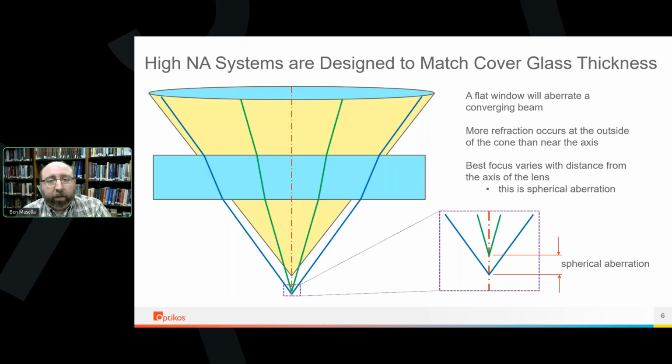So high NA systems are typically designed with a small amount of the opposite spherical aberration to account for this. But then that objective needs to be matched with a cover glass of a specific thickness or have some adjustability to correct for this. And this isn't limited to cover glasses. It can be a fluid that you're imaging through. It could be turbid media. The amount that anything within the converging space affects the imaging performance is going to be related to your numerical aperture.